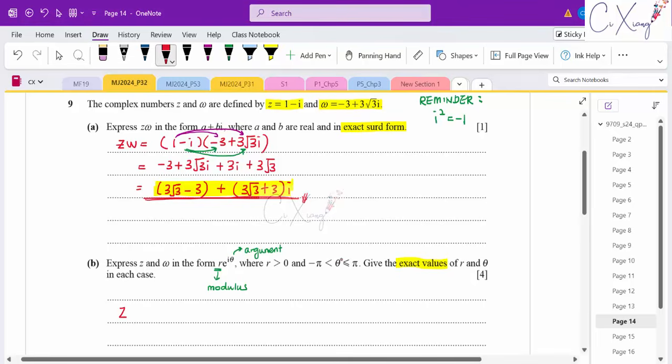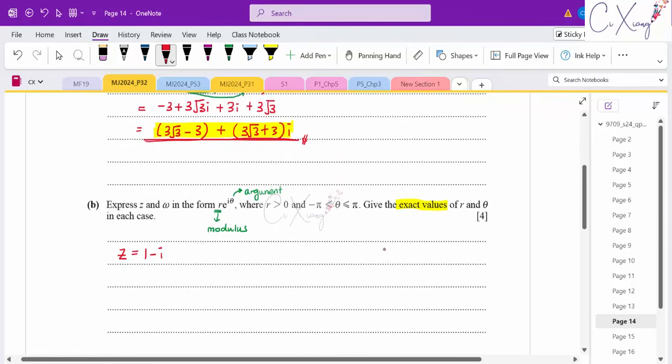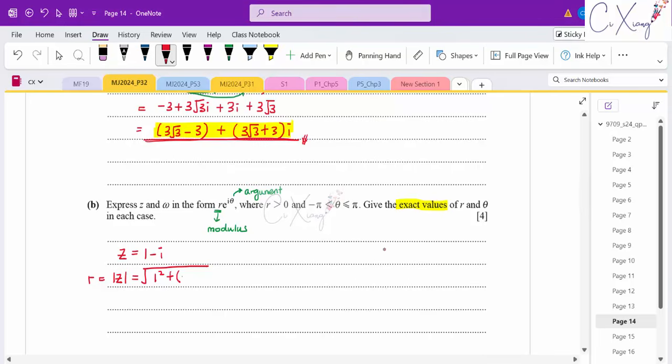Let's have a look at Z first. My Z here is 1 minus i. What is the modulus of Z? For information, r is the modulus. So r is the modulus of Z, and you take 1 squared plus b squared. 1 squared is the real part, plus the coefficient of the imaginary part, which is -1, and you square it, so without the i. If you simplify, you have square root 2. This is the modulus of Z.